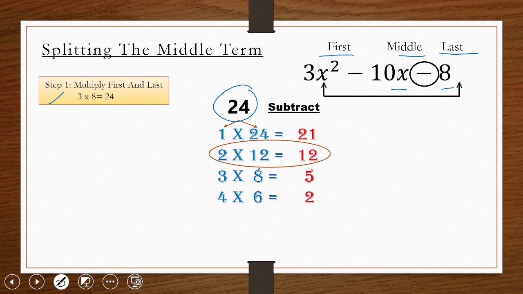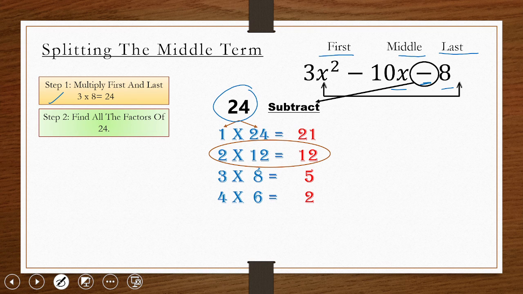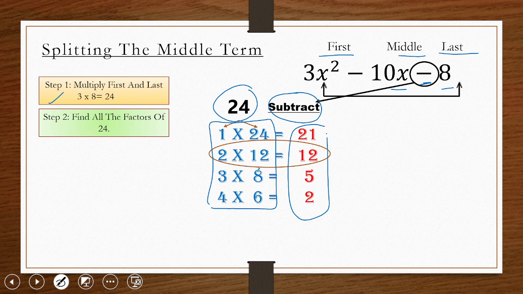Okay, two terms, only two terms, factors of 24. And the third thing is the sign of the last term, that is the minus sign. So for 24 we subtract. Find the factors of 24. We have 1 into 24 is 24, 2 into 12, 12 twos are 24, 3 eights are 24, 4 sixes are 24. In all these terms, we are getting 24. And if we subtract these terms, we will get the answer.